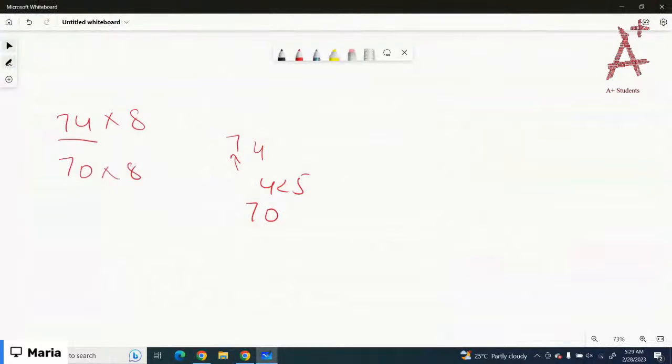Got it? 8 times 7 is 56. Got it? So it would be 560. The correct option is 560.